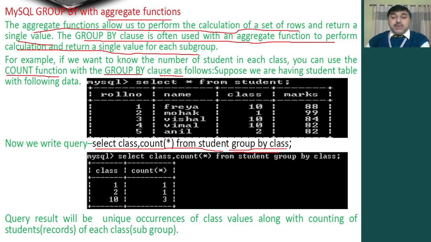Now what will happen, how many values? The values are 1, 2, then 10. How many times does 1 come? 1 comes 1 time. How many times does 2 come? 2 comes 1 time. And how many times does 10 come? 10 comes 3 times. So this is the thing we can find, that we can use this particular structure, which is our group by clause.